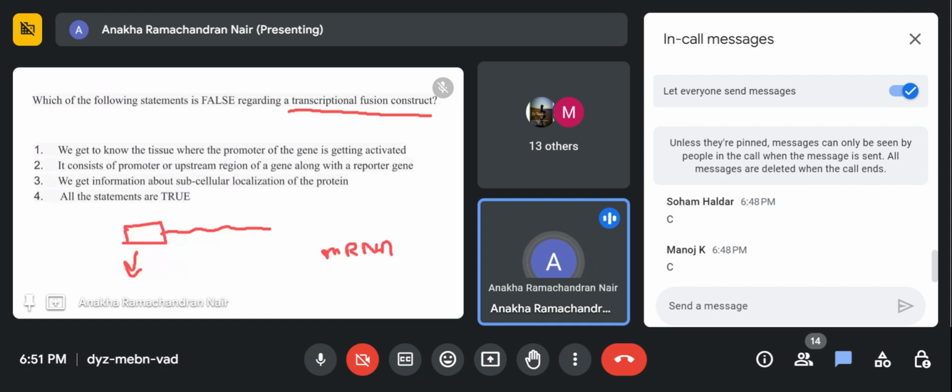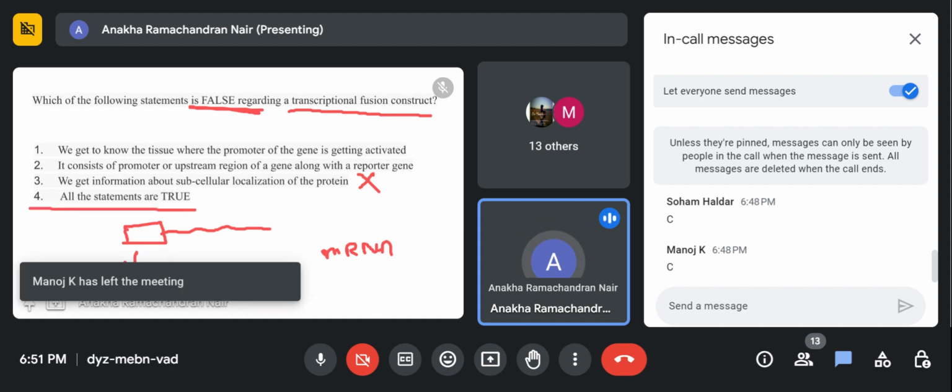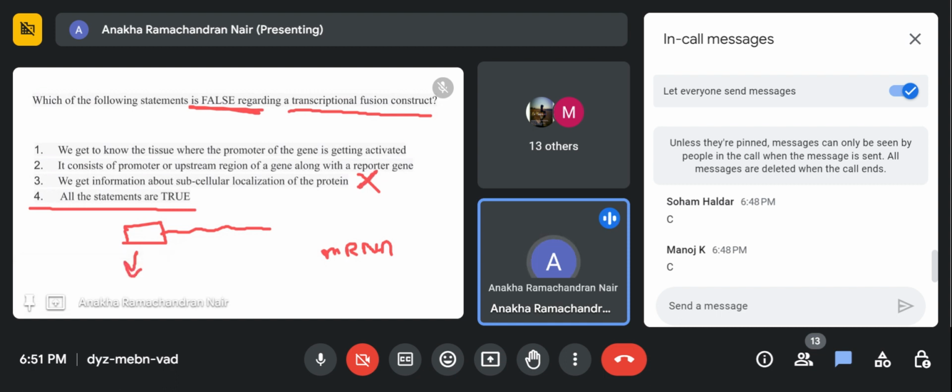What if it's a cell membrane protein? It is formed within the cell, so that means you will find mRNA within the cell, but its end location is the cell membrane itself, right? So this is not true. So technically, what is false regarding a transcriptional fusion construct is option 3, but you can also say that "all the statements are true" is also false, right? Because there's a not true statement.